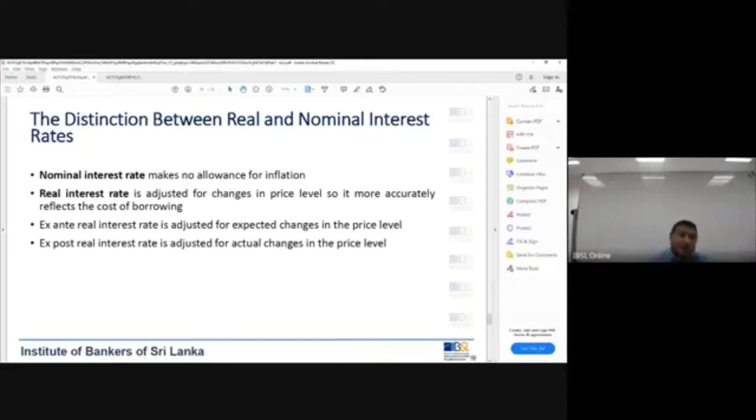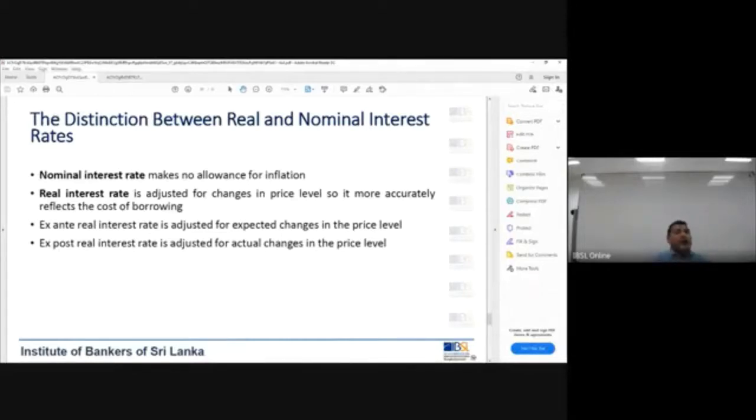Okay, so the nominal interest rate is the interest rate that you come across all the time and that doesn't make allowance for inflation. But the real interest rate is the interest rate that takes into account the changes in price level and more accurately reflects the cost of borrowing. Ex ante means before the event happens. Okay, real interest rate is adjusted for expected changes in price level.